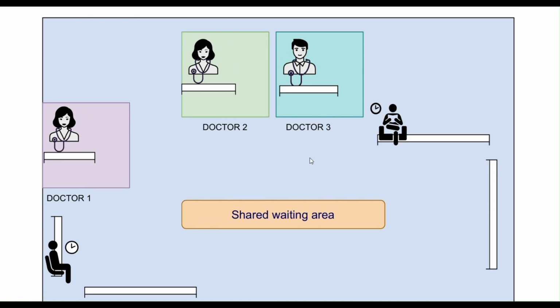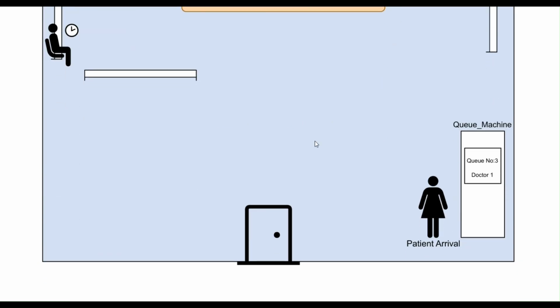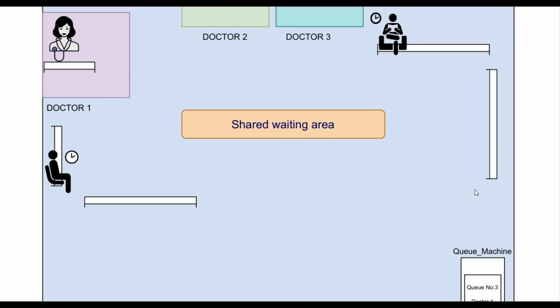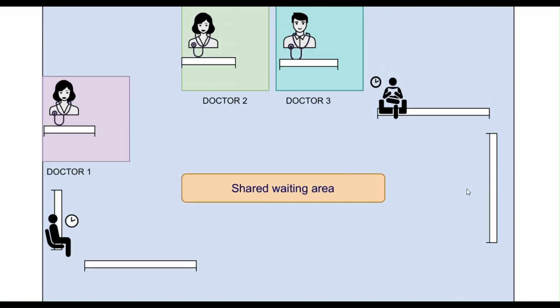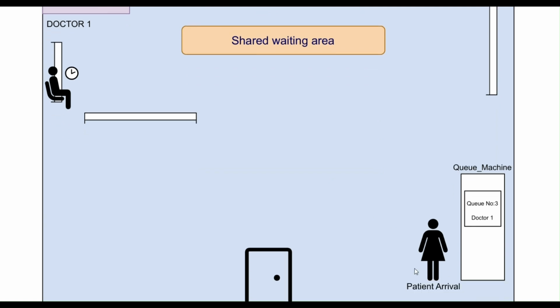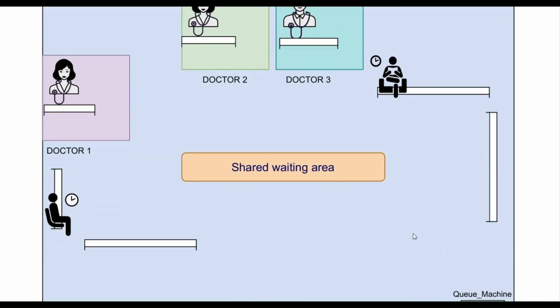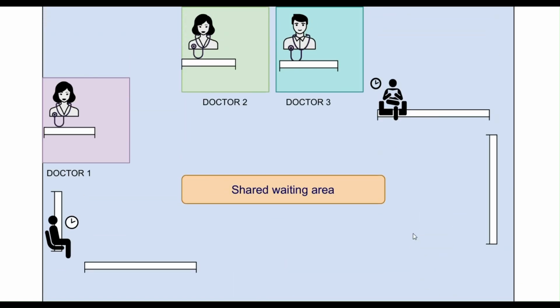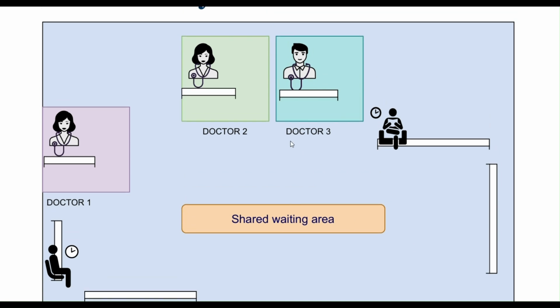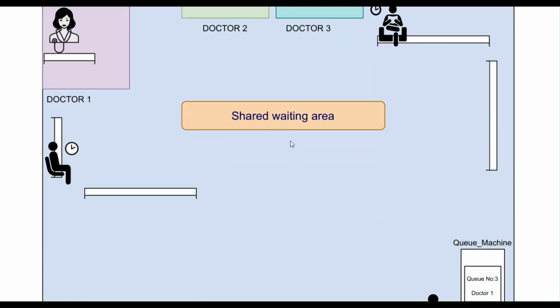After taking a queue number, the queue follows a first in, first served principle. So if patients arrive first, they'll be served first. And then after getting the service, they exit the system.